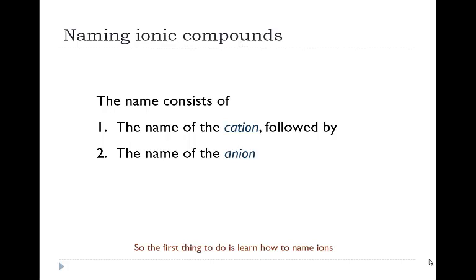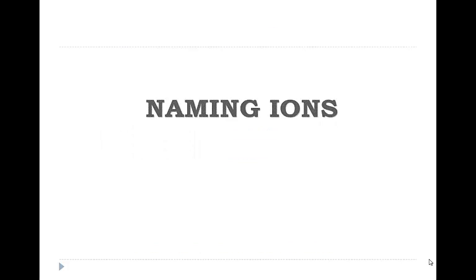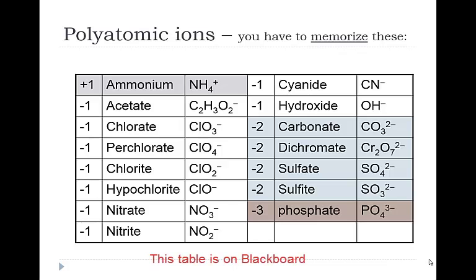So when we're naming ionic compounds, the name consists of, first of all, the name of the cation, and then the name of the anion. So the first thing we have to do is to learn how to name ions. This is the list of polyatomic ions, and you have to memorize these. You'll be responsible for knowing these on any test or quiz for the rest of the semester.